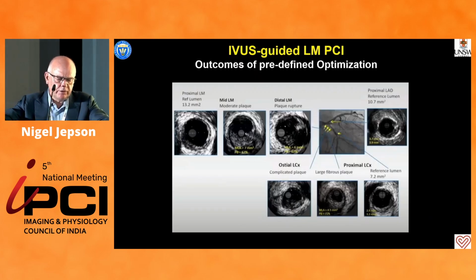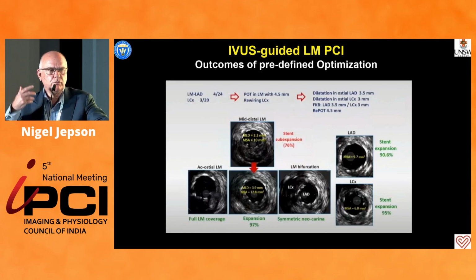If we look at the diagnostic run, the still image of the angio in the middle, an equivocal distal left main stem lesion, certainly haziness, and we've got evidence of distal left main plaque rupture, moderate plaque in the mid left main, proximal left main reference 3.2 millimetres squared. We've got a proximal LAD landing zone 10.7, complex plaque in the proximal circumflex artery with a large plaque burden, but with a normal reference segment beyond at 7.2.